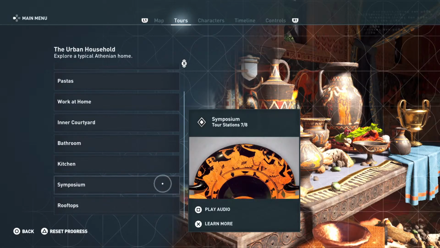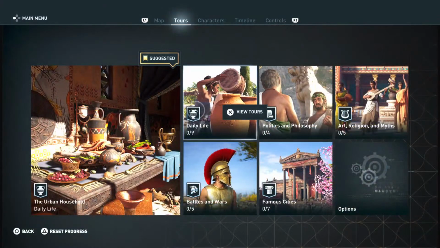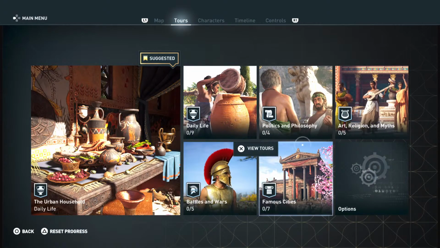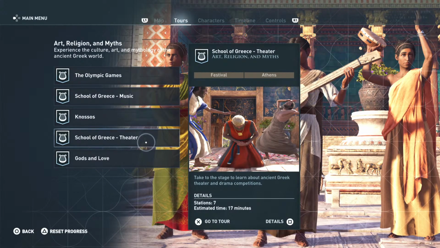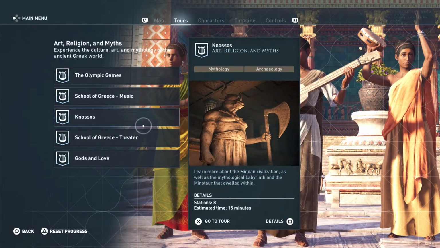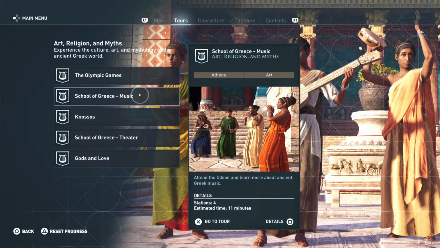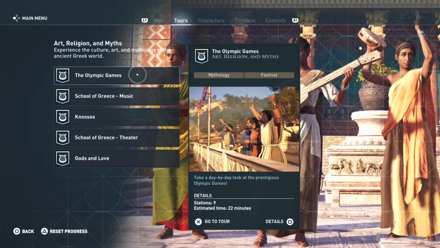Basically, essentially everything you can go through. There's art, religion, and myths. Gods and Love: you've got three stations that are 10 minutes each. You've got School of Greece, the theater, Knossos, 8 stations, 15 minutes. Music. The Olympic Games has its own thing.